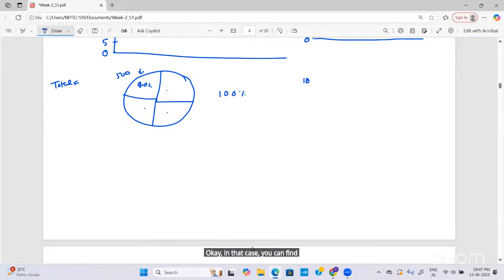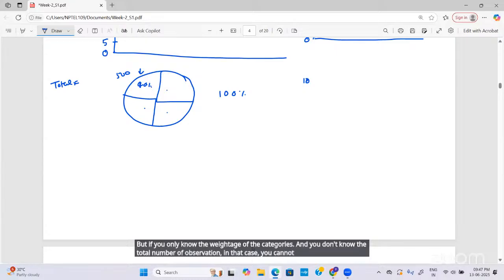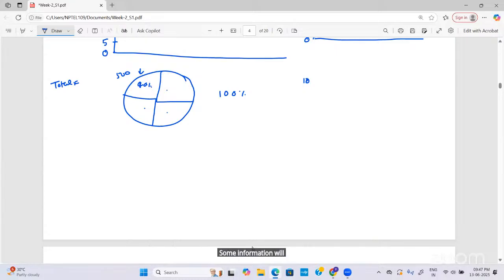But if you only know the weightage of the categories and you don't know the total number of observations, in that case you cannot find it. Some information will definitely be given to you, then only you can find it. Is there any formula to calculate it? Any common formulas?